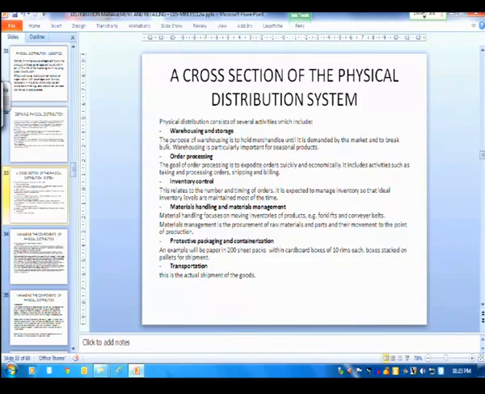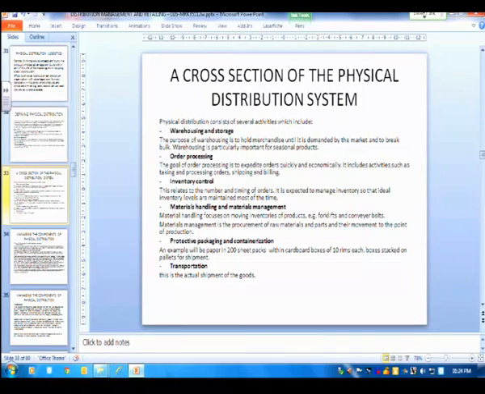Let's look at a cross-section of the physical distribution system. Physical distribution consists of several activities which include: 1, warehousing and storage. The purpose of warehousing is to hold merchandise until it is demanded by the market and to break bulk. Warehousing is particularly important for seasonal products.